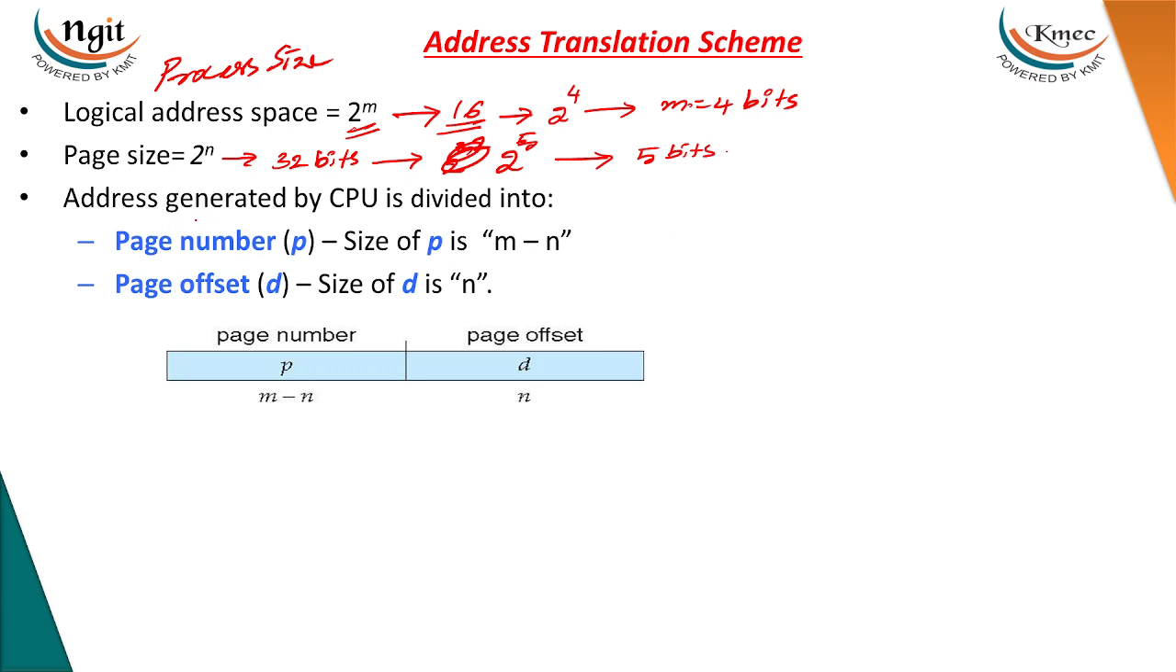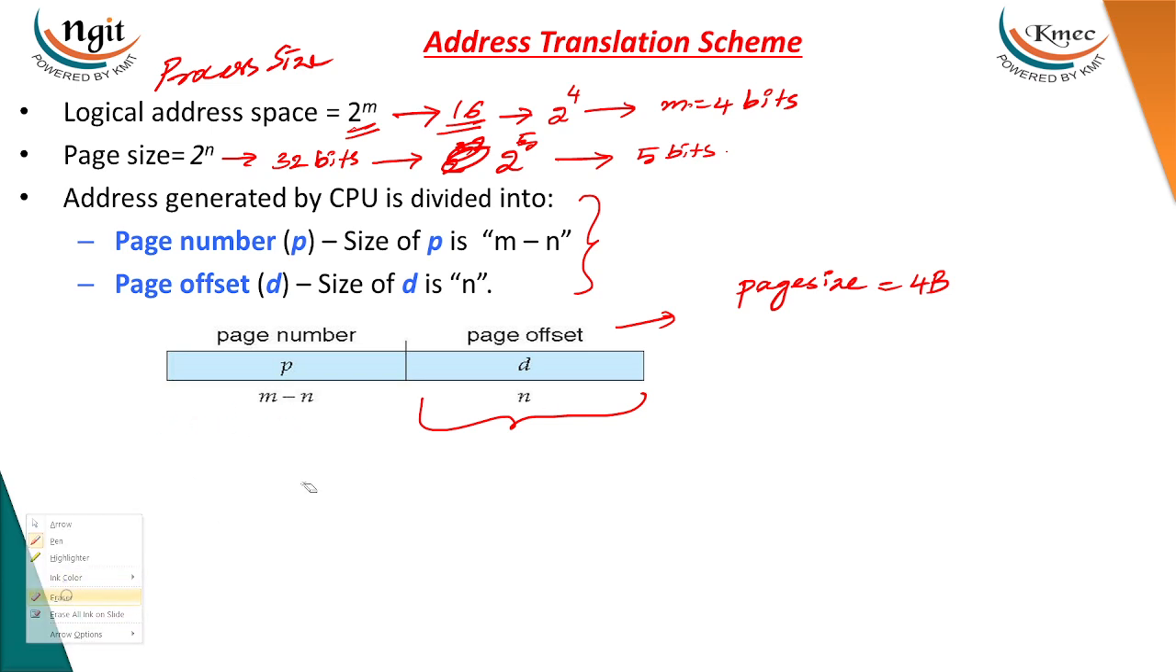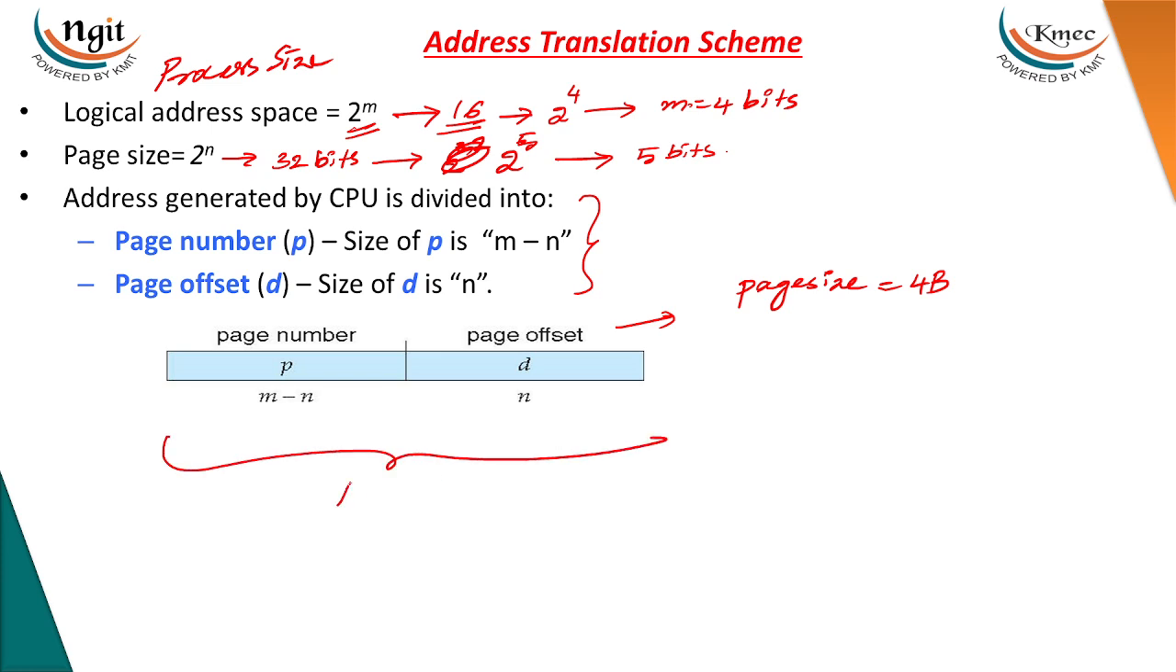Then the address generated by the CPU will be divided into two parts: first one P, second one D. The page offset depends on the size of the page. How do we define the page offset bits? Very simple: what is the page size? The page size is 4 bytes. The total will be m bits, and m bits means 4 bits to represent the process.